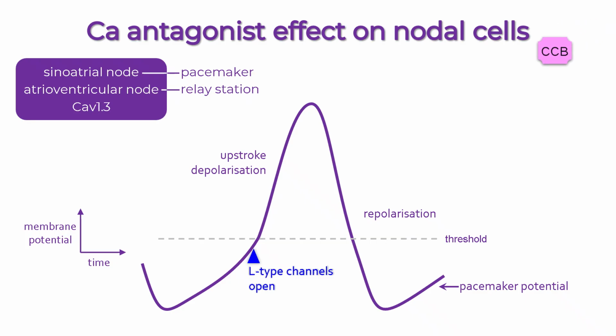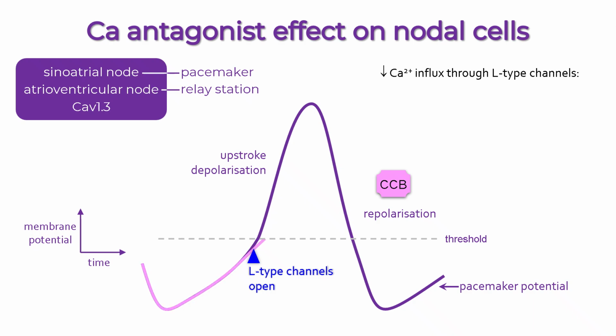When a calcium antagonist is present, depolarization is less effective at opening L-type calcium channels, reducing calcium entry. As a result, it takes longer for the membrane potential to reach threshold, so the pacemaker potential is prolonged. This reduces automaticity, the rate of spontaneous depolarization in the sinoatrial node.